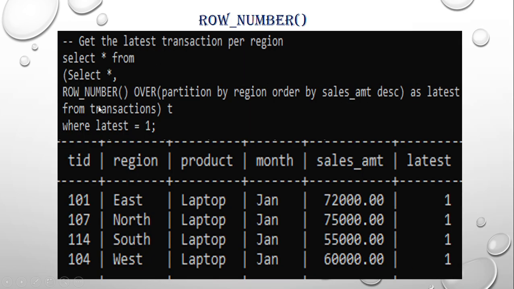So when I use row number by ordering it by sales amount descending and I am partitioning it by region, in every region, here I am giving the row number 1 should be filtered. So in every region, whatever the latest record would be there, that is filtered and given. So these are the latest transactions per region.